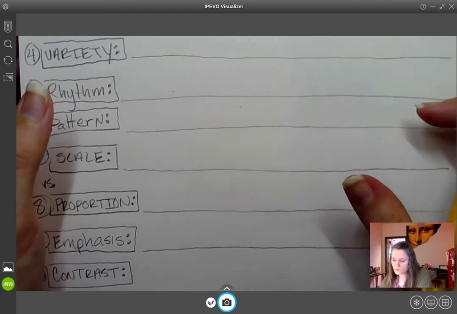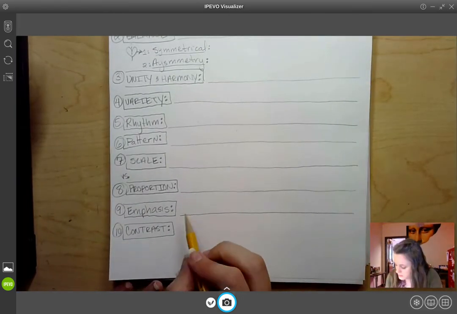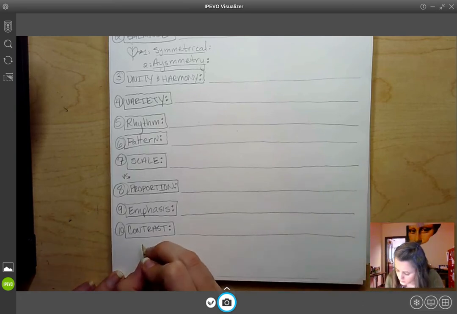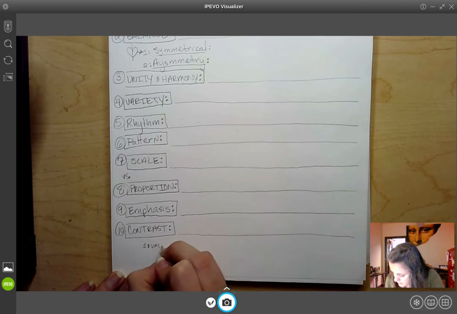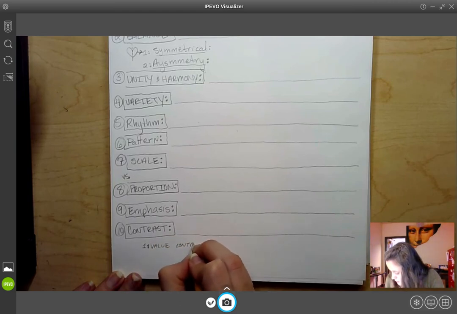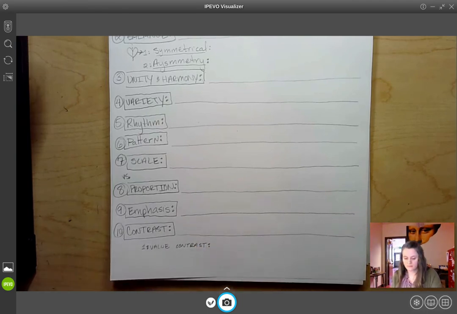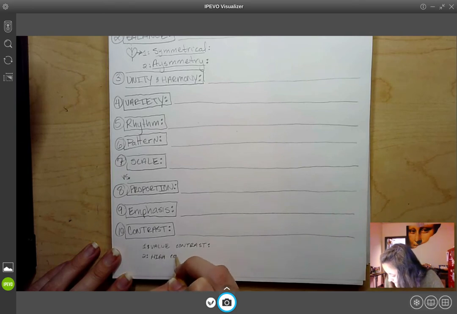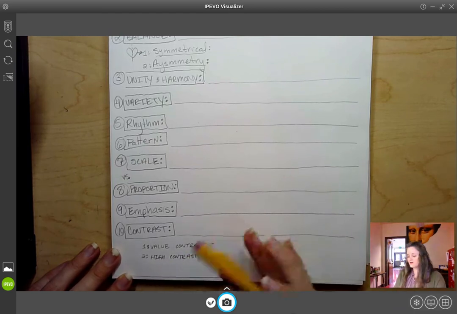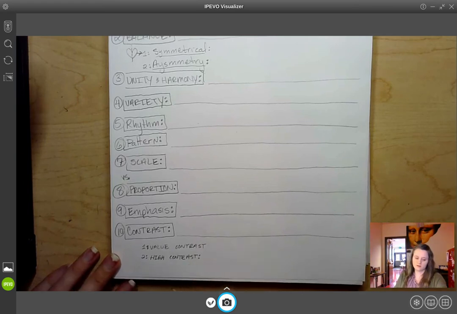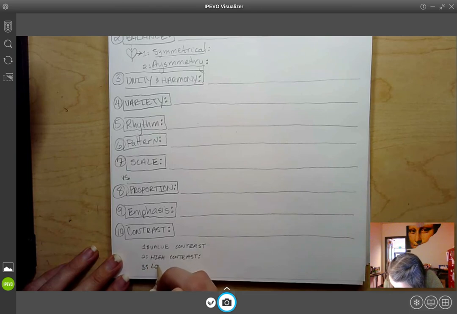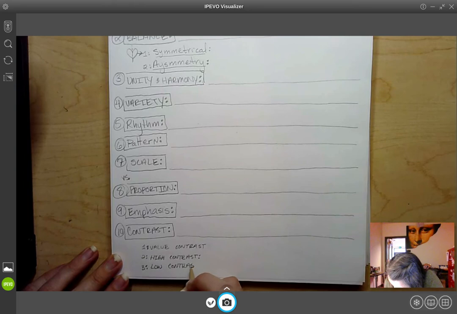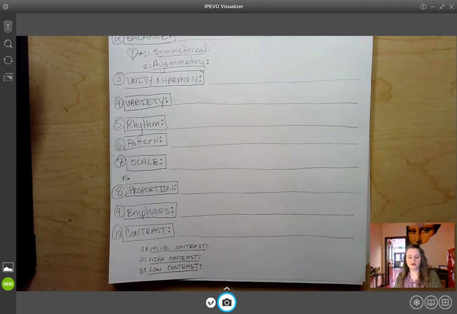And contrast, we're going to talk about 3 different types of contrast. Sorry guys, got to make it a little bit bigger. So we have value, the most common is value contrast. High contrast. And in fact, with the value contrast, we're going to talk in terms of high and low. All right, so that's what we got going on.